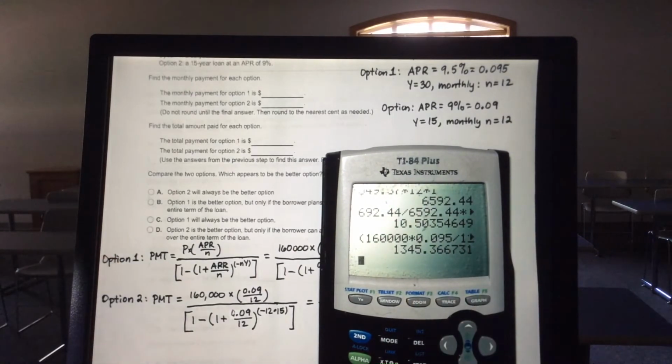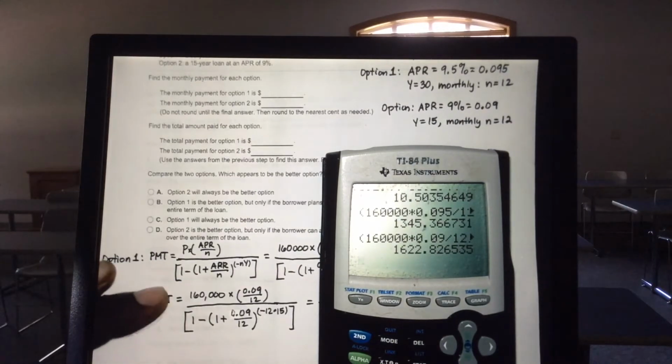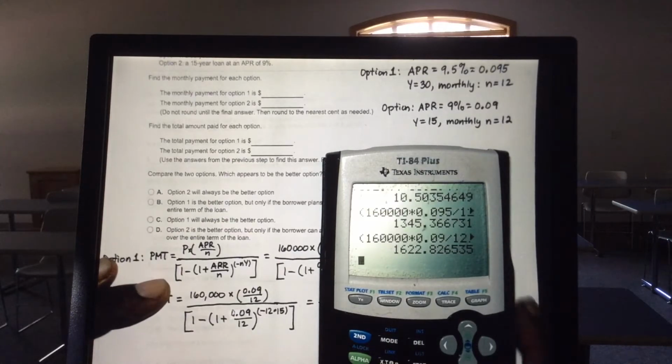Okay, type that in the calculator, left parentheses 160,000 times 0.09 divided by 12, close parentheses, divided by, and then left parentheses, 1 minus left parentheses, 1 plus 0.09 divided by 12, close parentheses, and then press the hat key, negative 12 times 15. Right arrow to get out of it, close the parentheses, hit enter. To two decimal places, this will be $1,622.83.